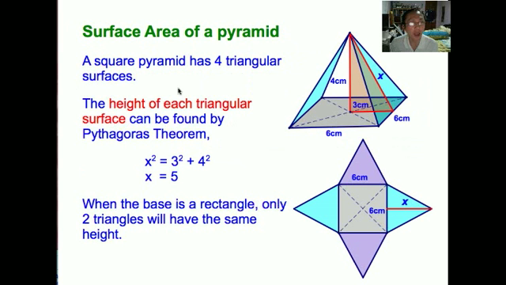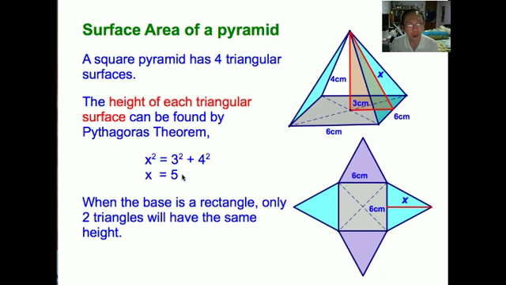Next, we want to find the surface area of a pyramid. A square pyramid has 4 triangular surfaces, and the height of each triangular surface can be found by Pythagoras theorem. By forming a right angle triangle with the height of the pyramid, we can find the height of the triangular surface, which is x squared equals 3 squared plus 4 squared in this case, giving us x equals 5.